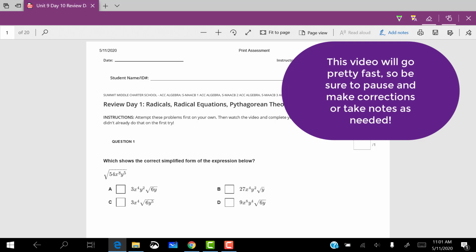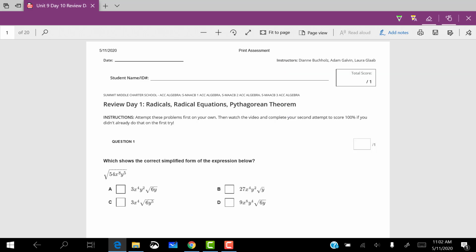Hey, Accelerated Algebra, make sure you've tried this once already on your own and you have your workout in front of you, and now you can make corrections. After you watch the video, go back and take it again. Make sure you get 100%. Take really good notes during this whole process, because on your final progress check on Wednesday the 20th, you're going to be allowed to use those notes.